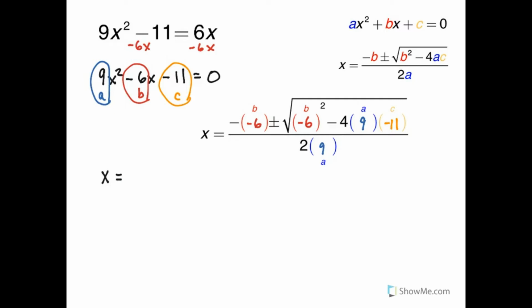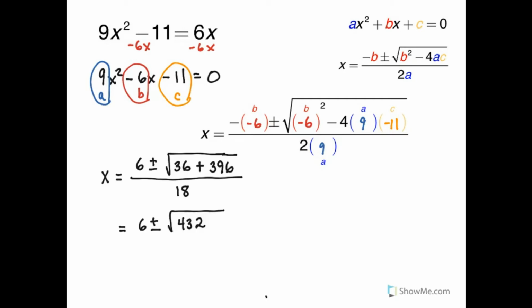So I start with negative of negative 6. That gives me a positive 6. Plus or minus a square root of negative 6 squared, that's 36. I'm subtracting 4 times 9 times negative 11, or adding 396. That's all over 2 times 9, which is 18. 36 plus 396 is 432. So I end up with 6 plus or minus the square root of 432 over 18.